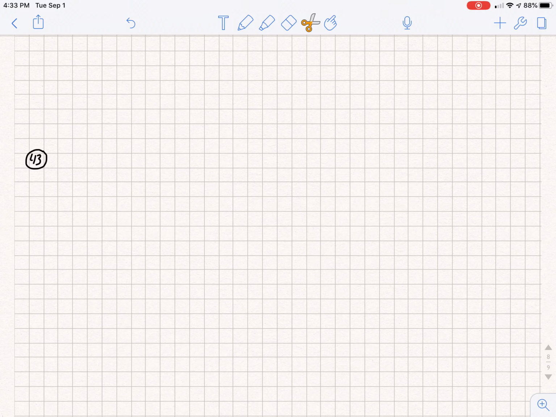In question 43, it says a ball is thrown vertically upward with a speed of 25 meters per second. We want to know A, how high does it rise? B, how long does it take to reach its highest point? C, how long does it take to hit the ground after it reaches its highest point? And D, what is its velocity when it returns to the level from which it started?